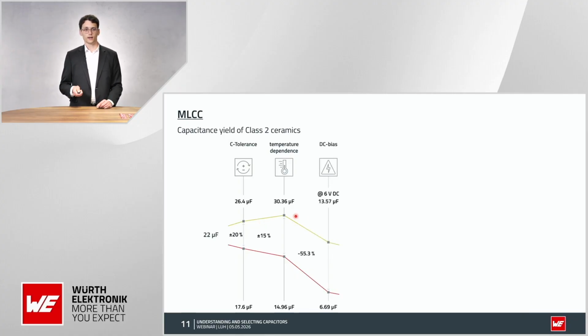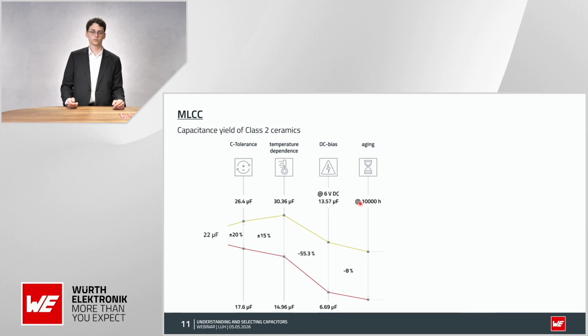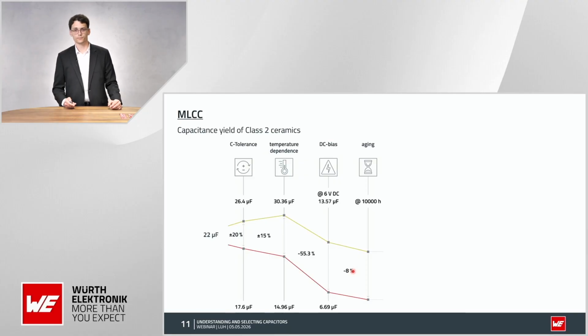And then we applied like 6 volts for these parts for a 10 volt rated part. And we lose a lot of capacitance for this part because it's more or less a very compact and very dense part. So you see we have a strong capacitance loss over DC bias. And then we have also the aging. After 10,000 hours, a little bit more than 1 year, we have an aging effect. But this is a logarithmic effect, so for the next year, the drop will be for sure smaller.